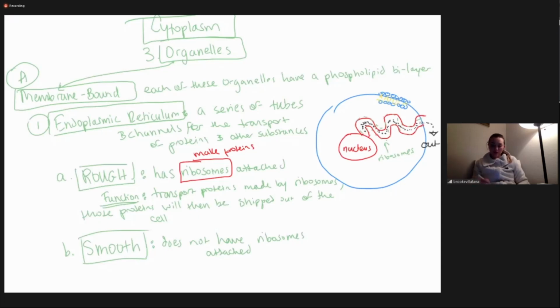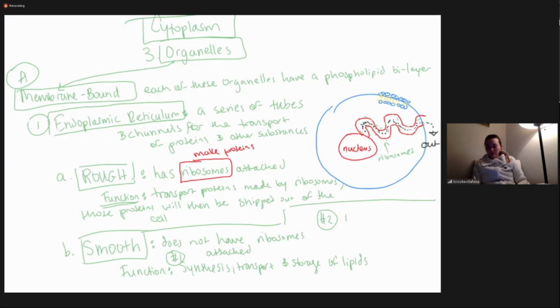Smooth endoplasmic reticulum has a different function, right? Because it doesn't have those ribosomes attached. So it is going to function for synthesis, transport, and storage of lipids. That would be function number 1. Function number 2, trying to draw a little line here. So function number 2 of smooth endoplasmic reticulum is to metabolize carbs.